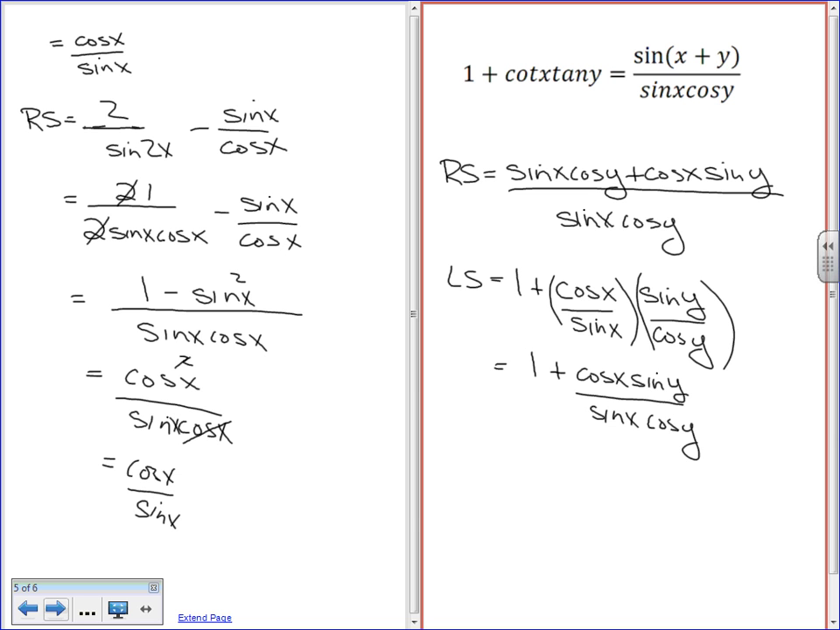Yeah, common denominator. My common denominator in this case is sine x cos y, which is convenient because this is what we want the bottom to be. And when I do that, I multiply the 1 on the bottom by sine x cos y. That means I multiply the top by it. And it looks exactly like the right side. Now you're done. So it's never wrong to pick a side, choose a side, and then do something with it.